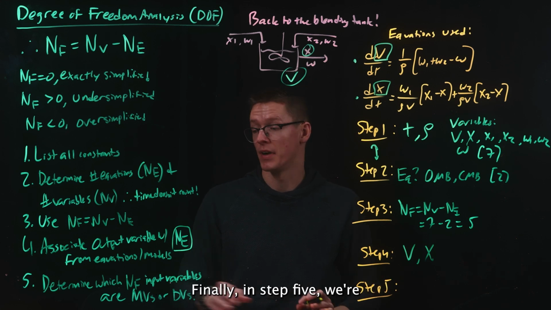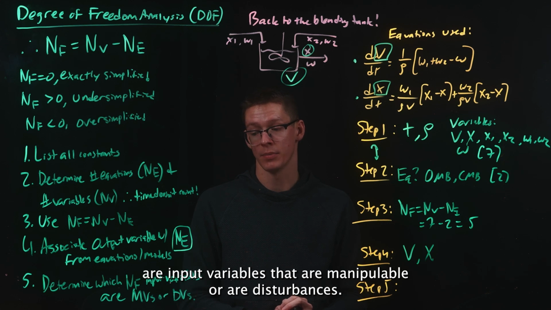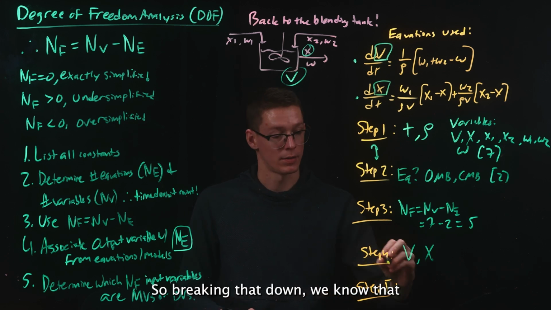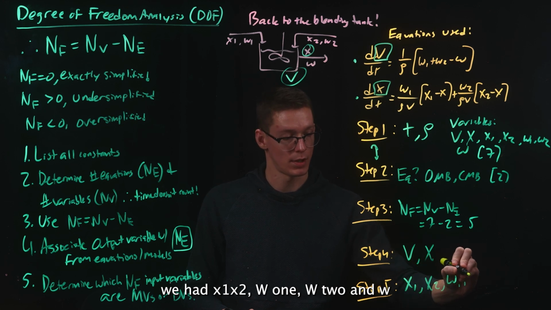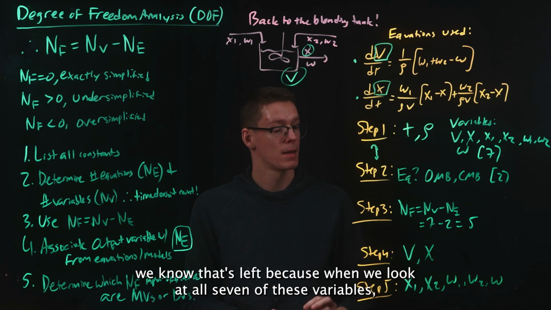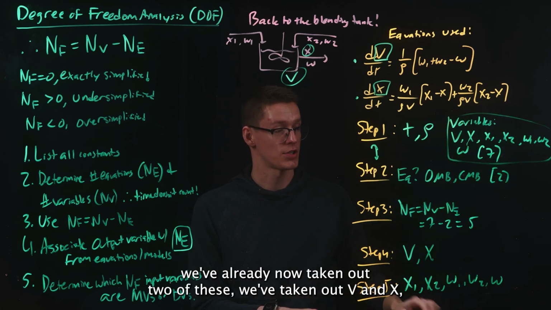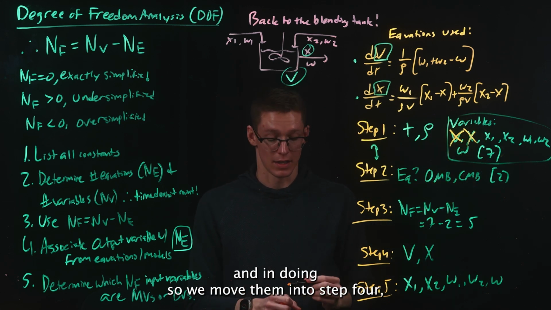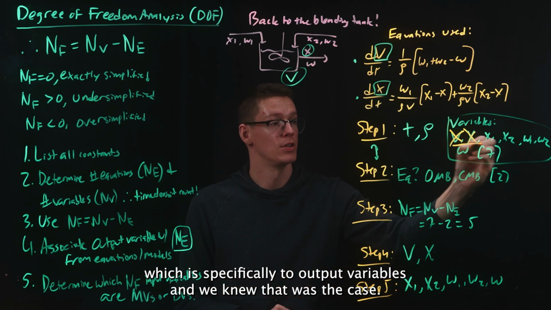Finally, in step 5, we're going to be determining which of these, based on our degrees of freedom, are input variables that are manipulatable or are disturbances. What can we manipulate and what can we not? So breaking that down, we know that we had x1, x2, w1, w2, and w. We know that's what is left because when we look at all 7 of these variables, we've already taken out 2 of these. We've taken out v and x, and we moved them into step 4, which is specifically our output variables. And we knew that was the case.